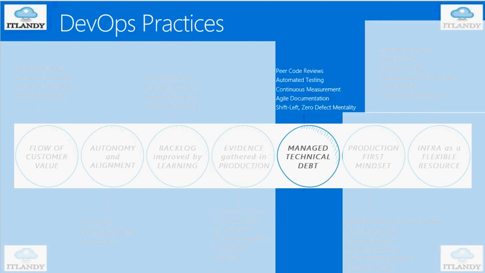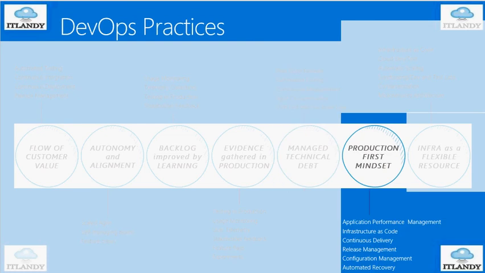Then what we do is manage technical debt, and this again involves automation, infrastructure as code, shifting to zero defects, and peer code reviewing. Then we move to a production-first mindset, which is again performance, infrastructure as code, CD continuous delivery, release management, and automation.